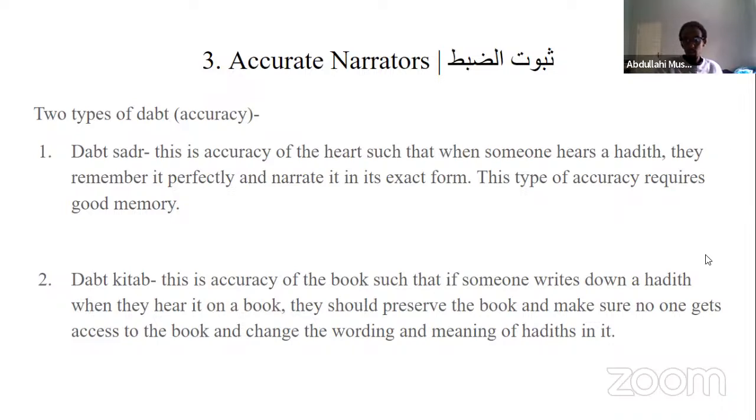And then the second type of dabt is dabt kitab. And the word kitab means book. This is accuracy of the book, such that if someone writes down a hadith when they hear it in a book, they should preserve the book and make sure no one gets access to the book and changes the wording and meaning of the hadith in it. So there's one accuracy of your memory, and there's another accuracy of preserving the books where you write down the reports of Rasulullah sallallahu alaihi wasallam.